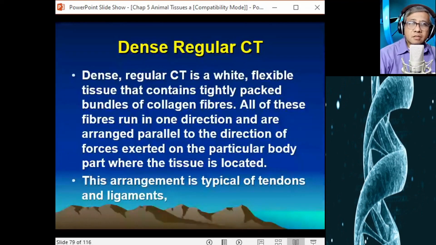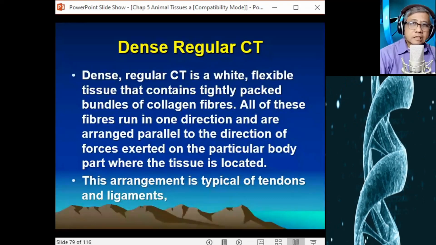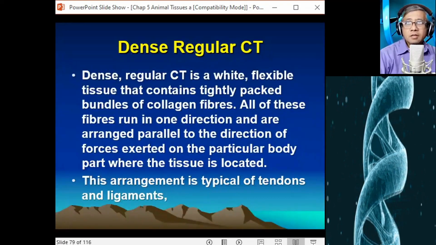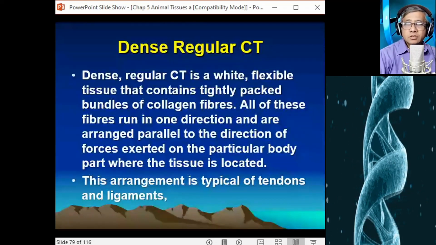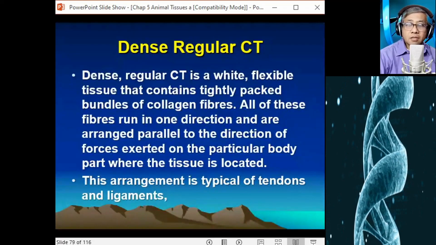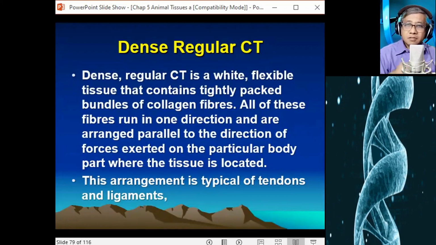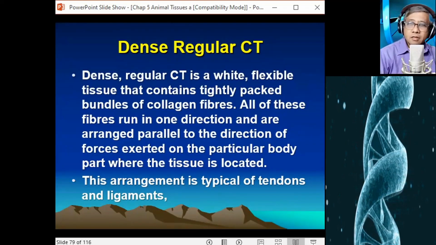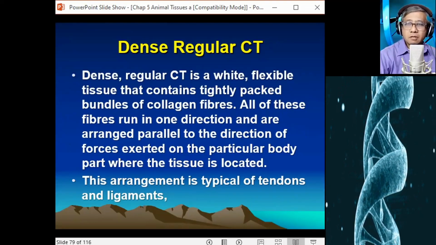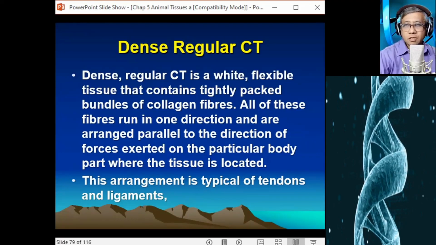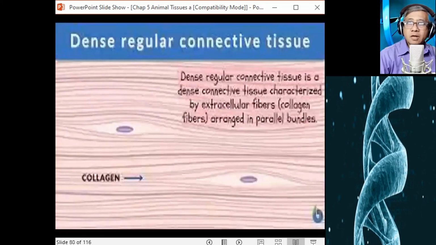Alright, so pag sinabi nating dense regular connective tissue, this is a white, flexible tissue that contains tightly packed bundles of collagen fibers. And these collagen fibers run in one direction. Na nakaparallel sila, they appear as parallel. They are arranged parallel to the direction of forces exerted on the particular body part where the tissue is located. Okay, this arrangement is typical of tendons and ligaments, like this one.